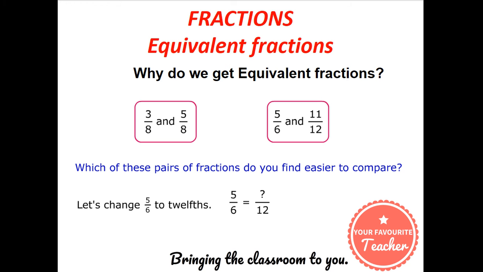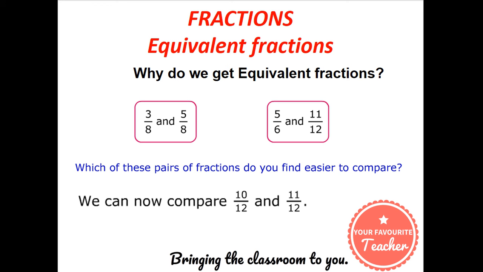And we do the same thing that we did before. And we say 6 goes into 12 twice. In other words, 6 times 2 is 12. So we're going to do the same thing with the numerator. We get 5 times 2 is 10. So 5/6 is equivalent to 10/12. We can now compare 10/12 and 11/12. And obviously 11/12 is going to be bigger than 10/12.